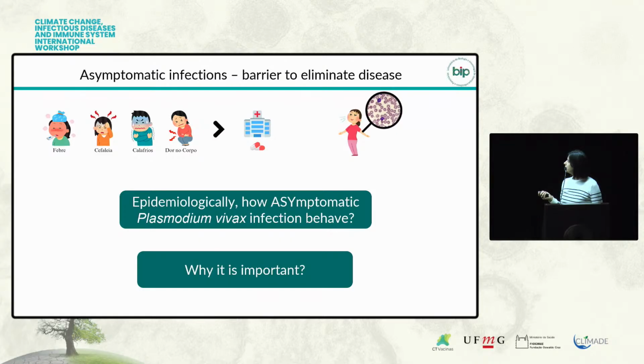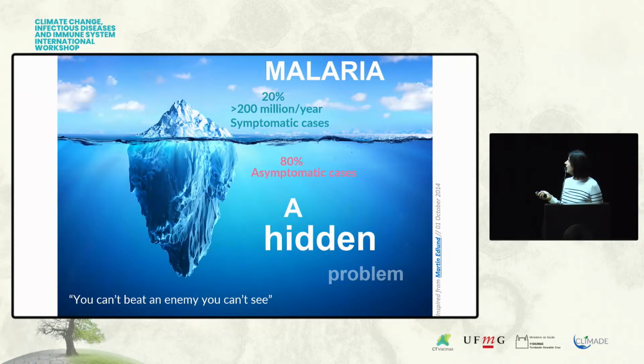So epidemiologically, how does the asymptomatic Plasmodium vivax infection behave and why is it important? Malaria, actually all kinds of malaria, is represented by an iceberg. So what happened here is we can see more than 200 million cases of symptomatic malaria a year. However, 5 times more people infected with Plasmodium don't show anything. They're asymptomatic. And this is the problem, right? Because you cannot fight an enemy that you cannot see.